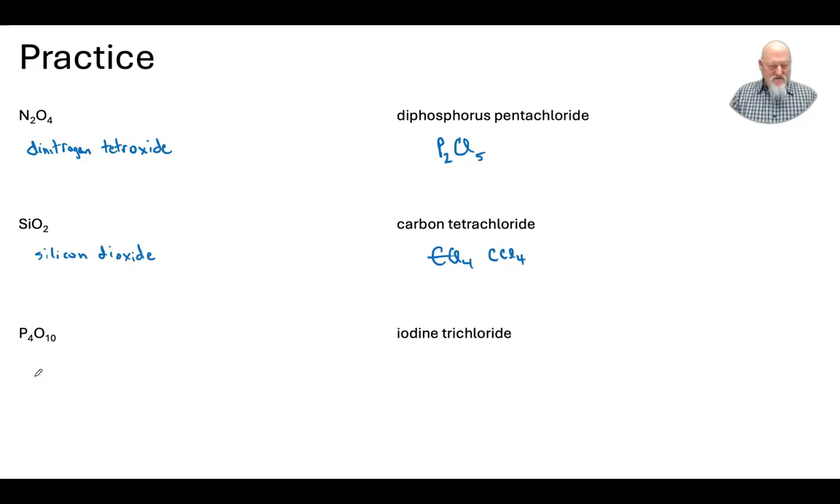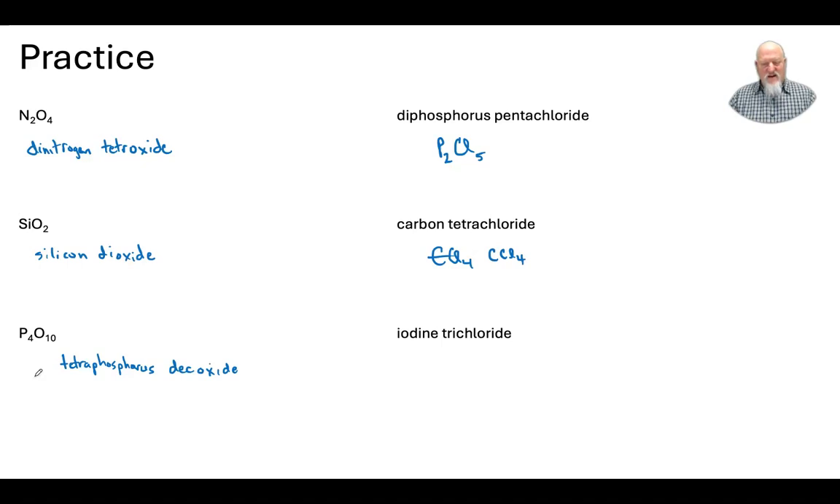4 phosphoruses. So 4 is tetra. Phosphorus. Remember, phosphorus just has a US, not an OUS at the end. 10 is deca, but it's an A. So we're going to drop the A because we have oxygen. Decoxide. So tetraphosphorus decoxide is P4O10.